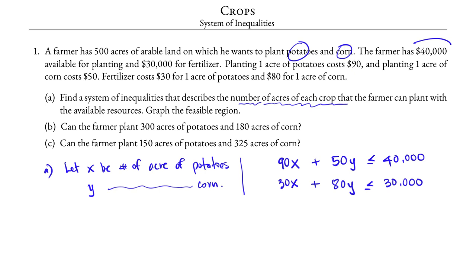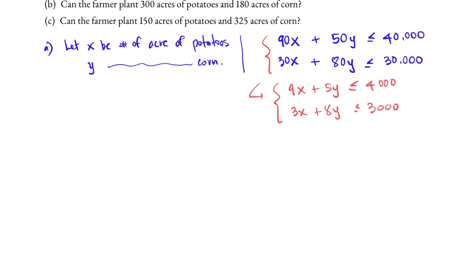Because of these large numbers, we can divide by 10 on each side of the inequality to get a smaller inequality, which is 9x plus 5y less than or equal to 4,000, where we divide by 10. Similarly, 3x plus 8y less than or equal to 3,000. Then we solve this system of inequalities by graphing the two inequalities and shading the feasible region.